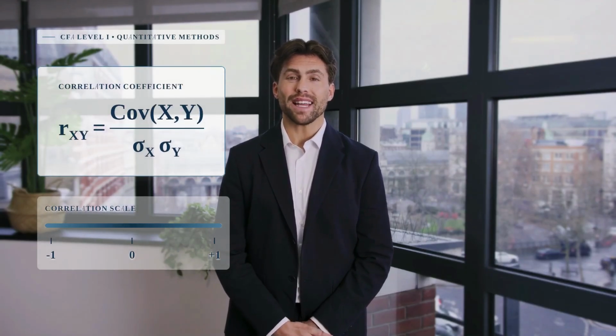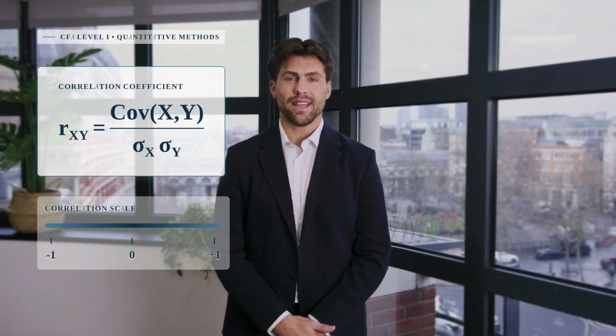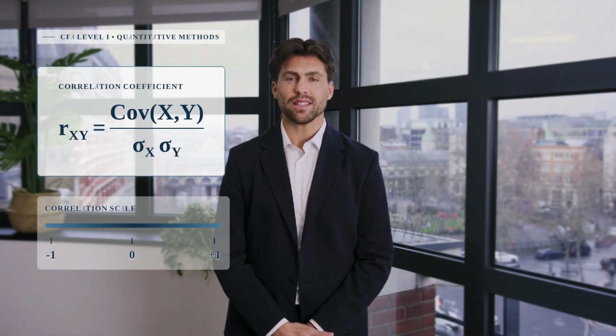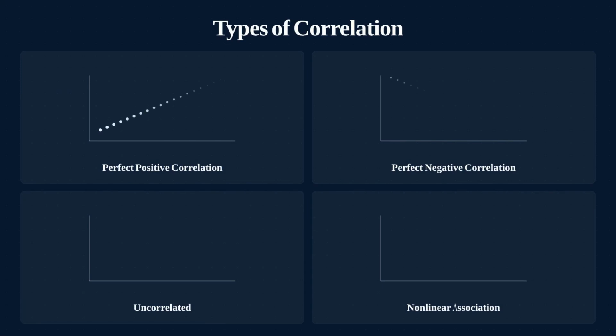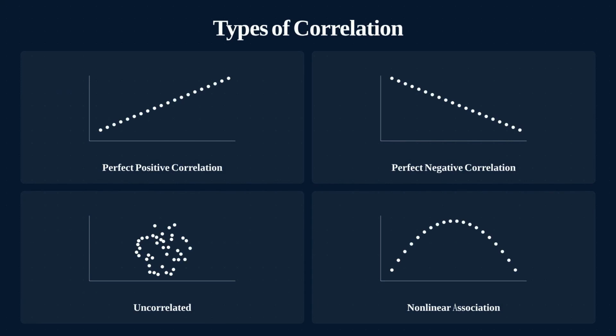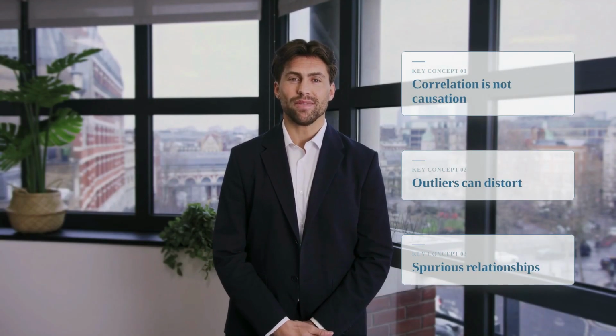Correlation standardizes covariance by dividing it by the product of the two standard deviations. It ranges from -1 to +1. A correlation near +1 indicates strong positive linear association. Near -1 indicates strong inverse association. 0 means no linear relationship. Correlation does not imply causation.